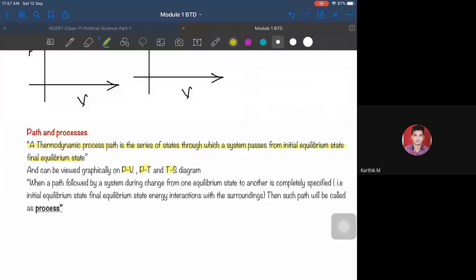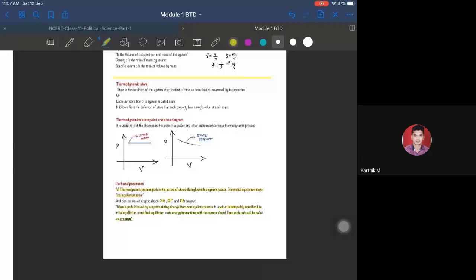When the path followed by a system during a change from one equilibrium state to another is completely specified, that is, the initial equilibrium state, the final equilibrium state, and the state of energy interactions with the surroundings, then such a path will be called a process. This is the statement given in your notes. I'll give you time to take it down. Now, let us understand what it actually says.